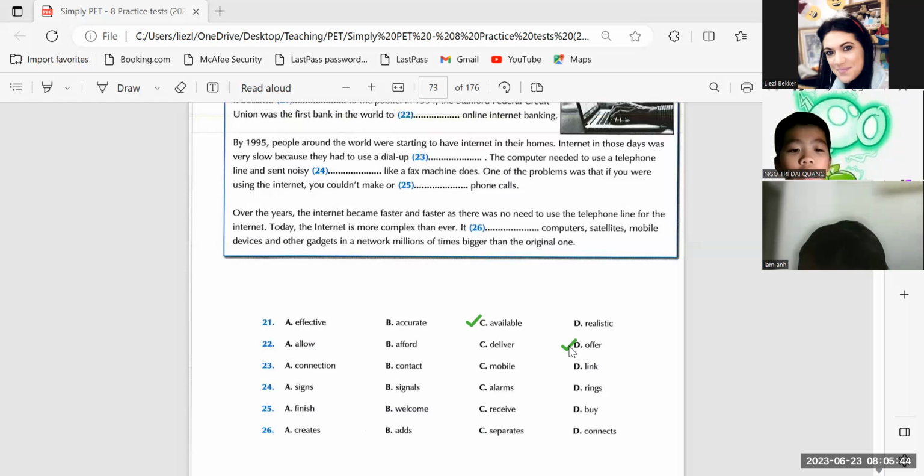The computer needed. I think it's B. The computer needed to use a telephone line and send noisy signals. Like a fax, okay. Next one, Dai Quang.